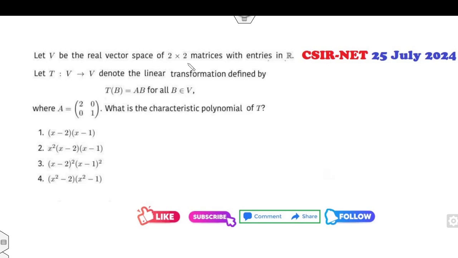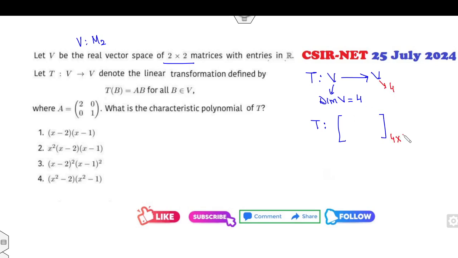V is the real vector space of 2 cross 2 matrices. So that is, V is basically M2. Then T from V to V. What is the dimension of this V? It is 4. So whatever the matrix of T is, what will be its dimension? It is also 4. So this is my 4 cross 4. Therefore, the characteristic polynomial is of degree 4. So the first option is directly cancelled out.